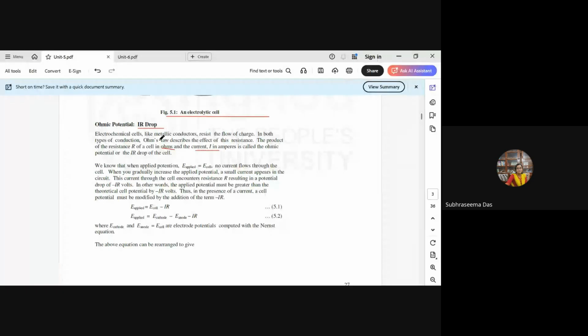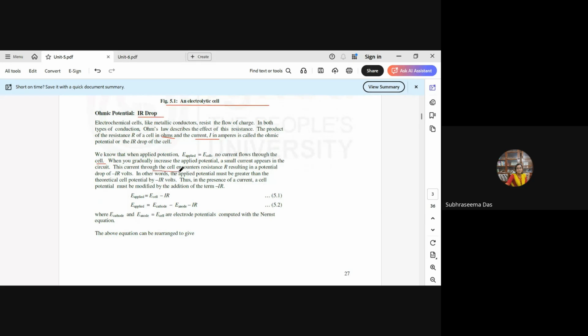So we know that when the applied potential, that is E applied, is equal to the cell potential, then there will be no flow of current within the cell. When we gradually increase the applied potential and it exceeds the E cell, then a small current appears in the circuit. This current through the cell encounters a resistance R, which results in the formation of this minus IR. In other words, the applied potential must be greater than the ohmic potential, or the IR volts, so that current can flow within the cell.